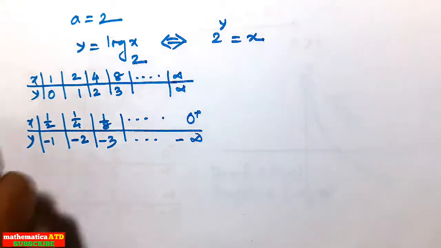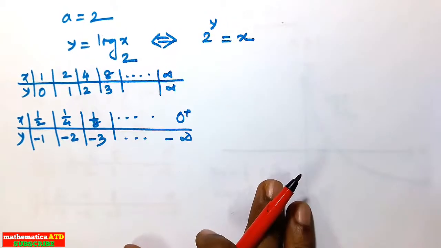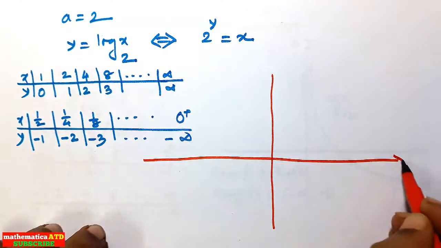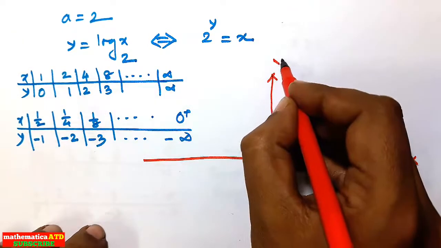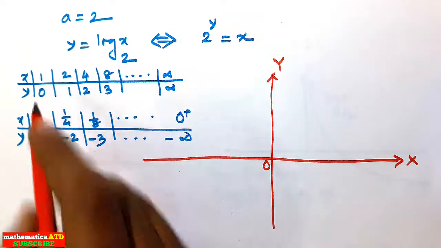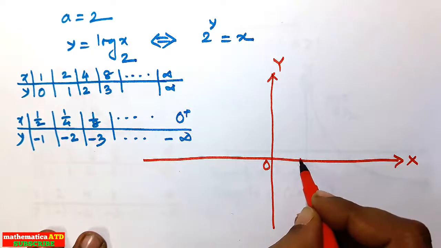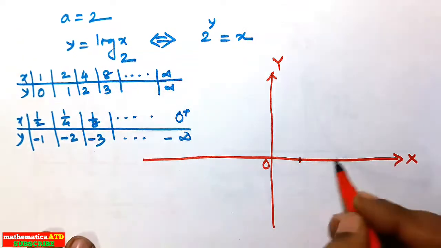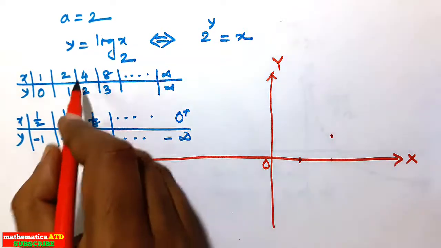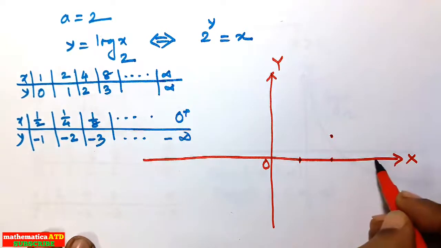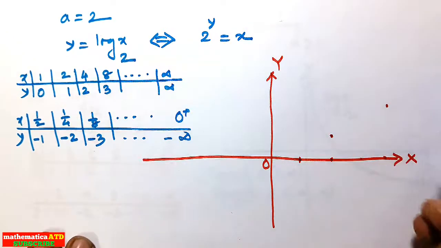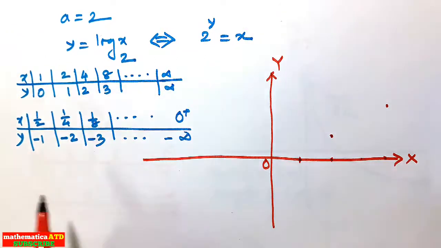Now we shall plot these points one by one. This is the y-axis. This one is the x-axis. Origin. The first point is 1, 0. Next point is 2, 1. This is the point 2, 1. Next point is 4, 2. In this way, the other points also.